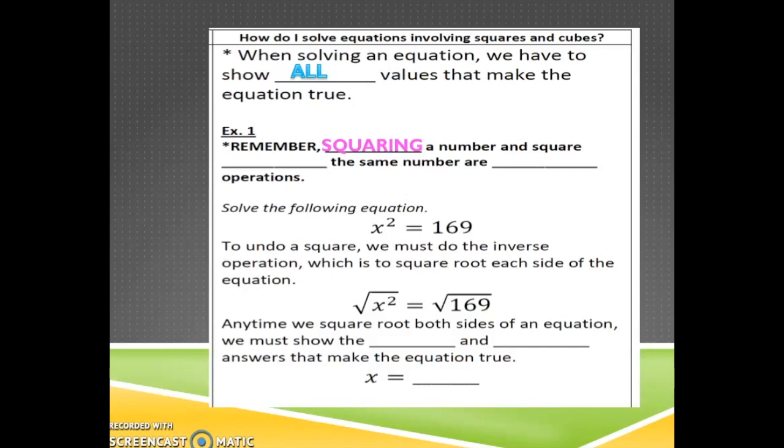All right, example 1. Remember, squaring a number and square rooting the same number are inverse operations. Okay, let's solve the following equation. X squared is equal to 169. To undo a square, we must do the inverse operation, which is to square root each side of the equation. Anytime we square root both sides of an equation, we must show a positive and a negative answer that make the equation true. So when we undo a square, we find the square root of both sides. So x would equal positive negative 13.